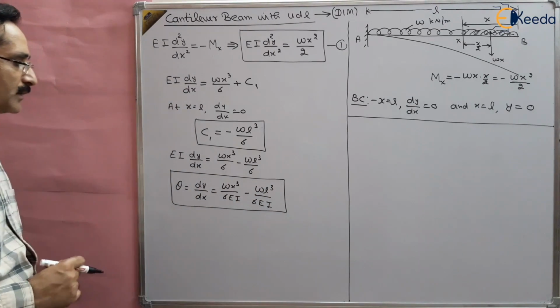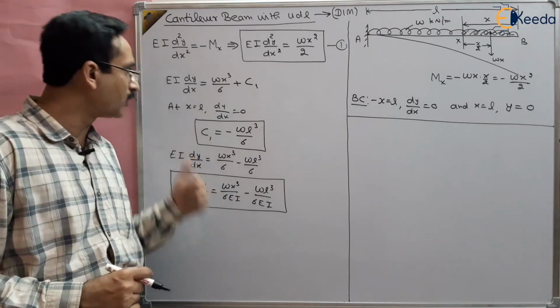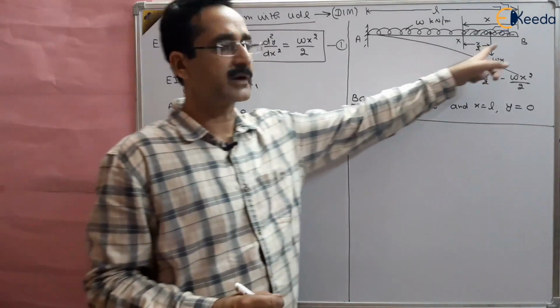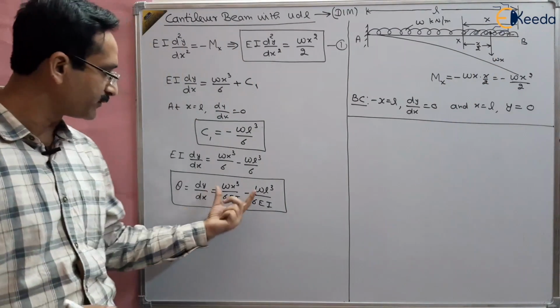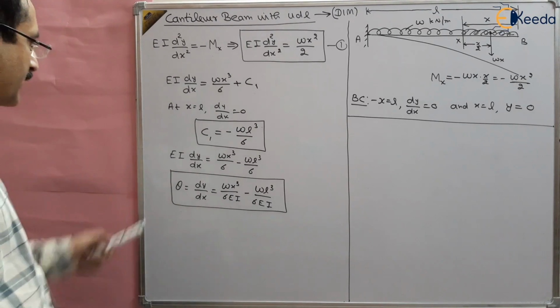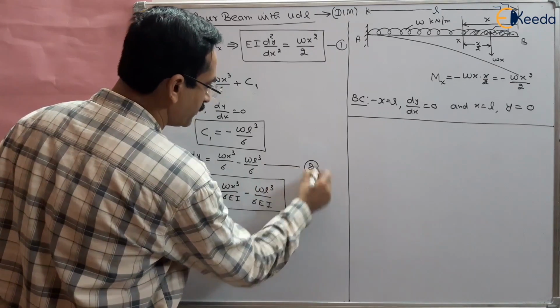right? So this is one of the answers which we have to find out, the slope of this cantilever beam. At any distance x, we can find the slope as a function of x, right? So this is one of the equations. Another equation is to find out the deflection. So we have to integrate this equation once again. Suppose this is equation number 2, and we have to integrate it.